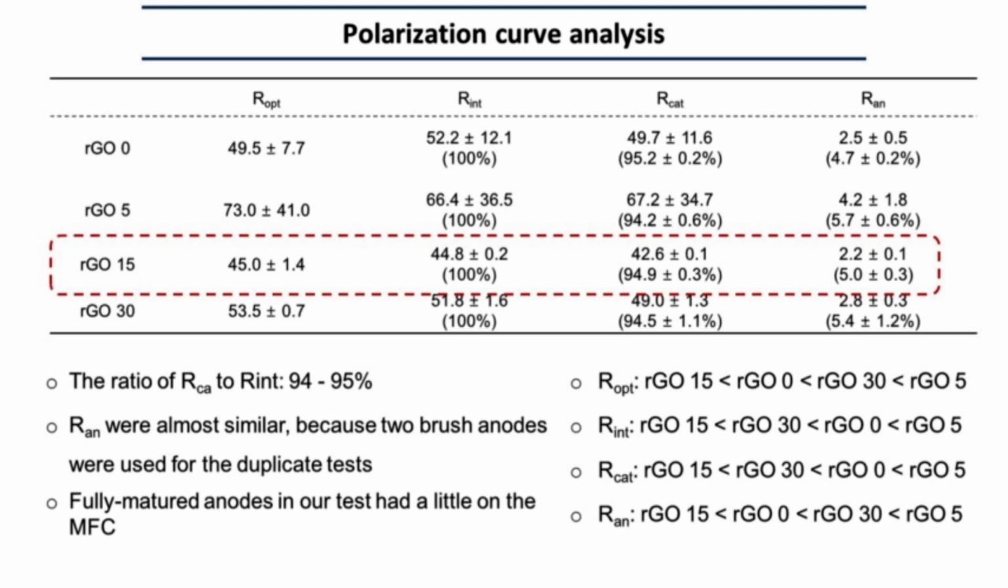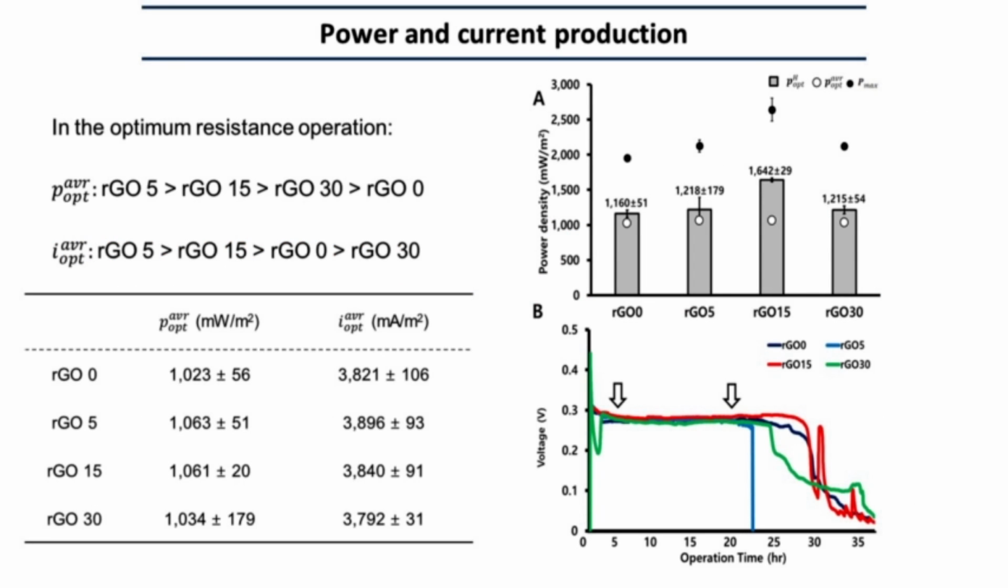The anodic polarization resistances were almost similar among the four cathodic conditions, because the two brush anodes were used for the duplicate MFC tests. Cathodic polarization resistance accounts for approximately 95% of the total internal resistance, with the remaining part being anodic polarization resistance. To provide more realistic and practical power density values, an MFC was operated at its optimum external resistor, and its power density value during the operation was averaged.